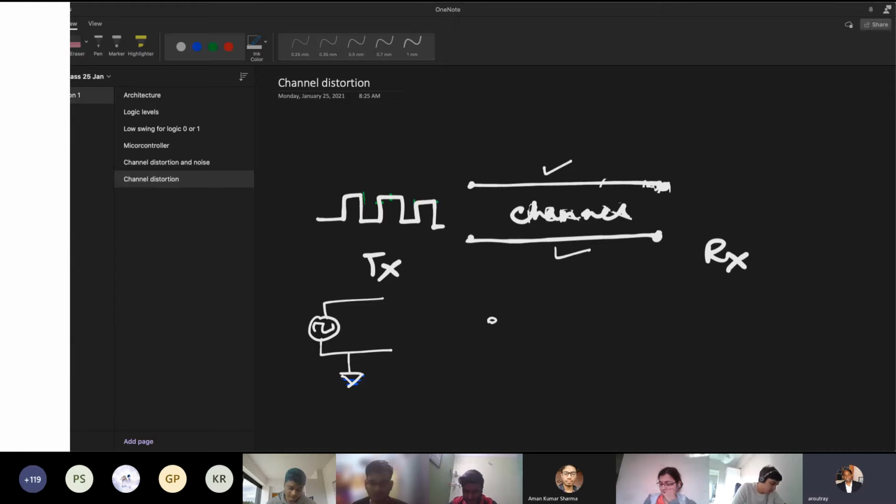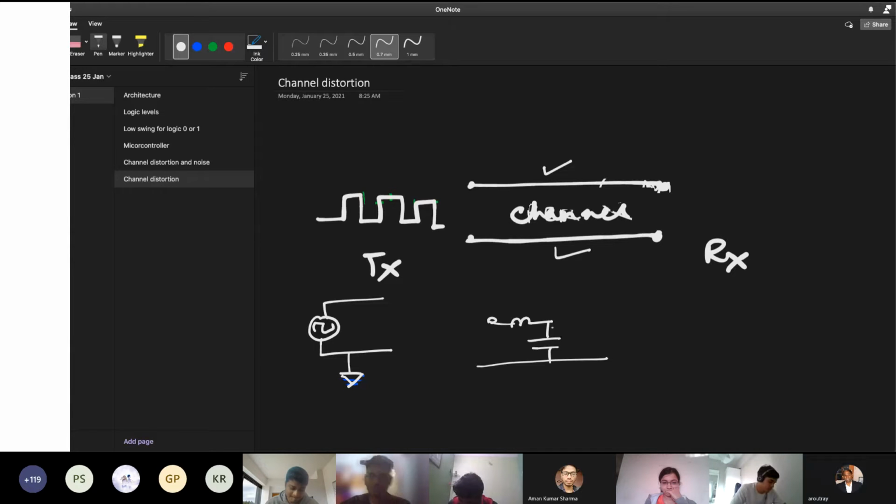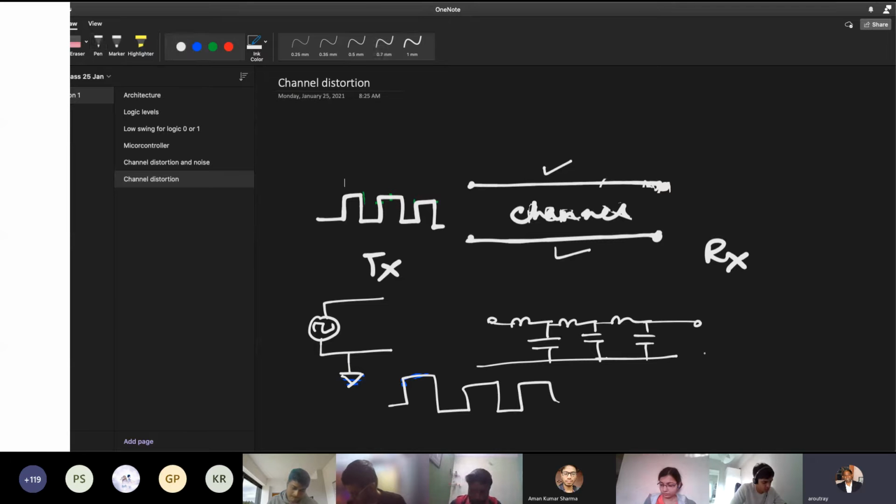So in the channel, how will the channel be represented? The channel can be represented by inductance and capacitance combinations. There will be some resistance, but let's not consider it, it is very negligible. So if this is the channel, whenever you give a step waveform like this, the output will be totally like this.